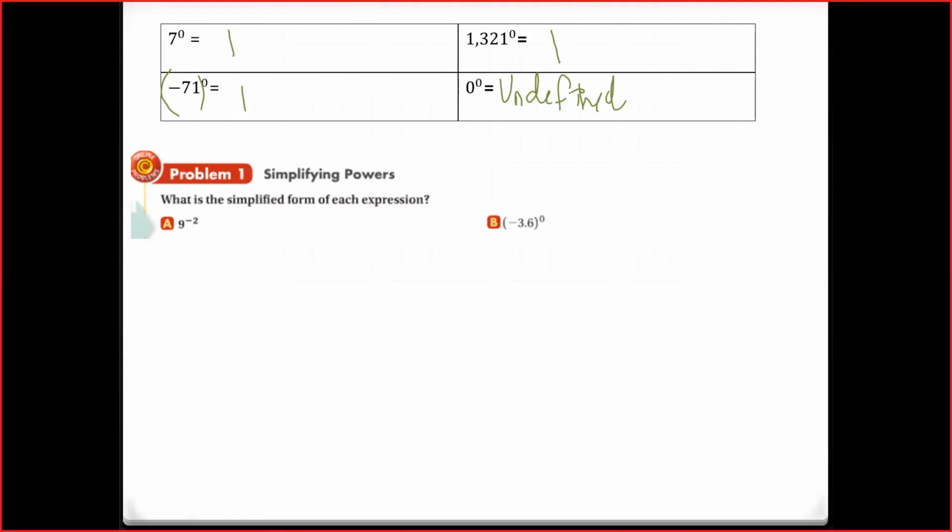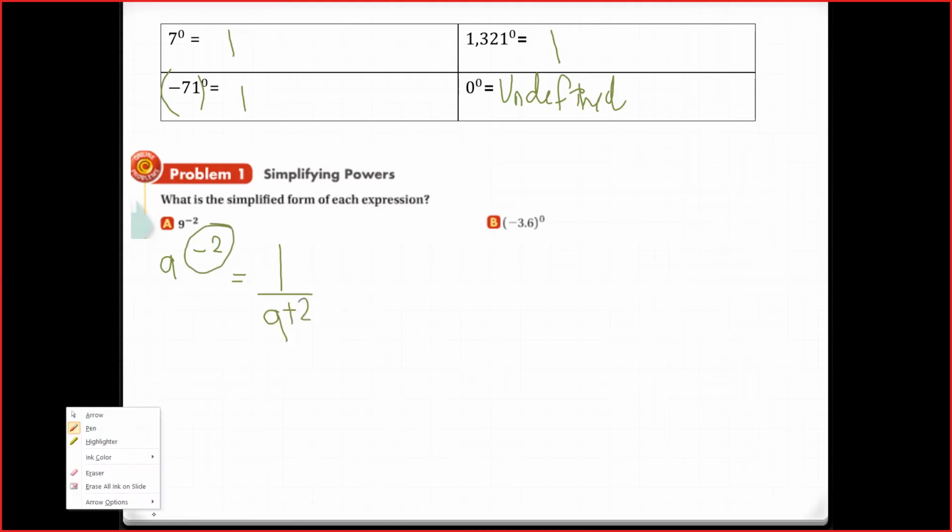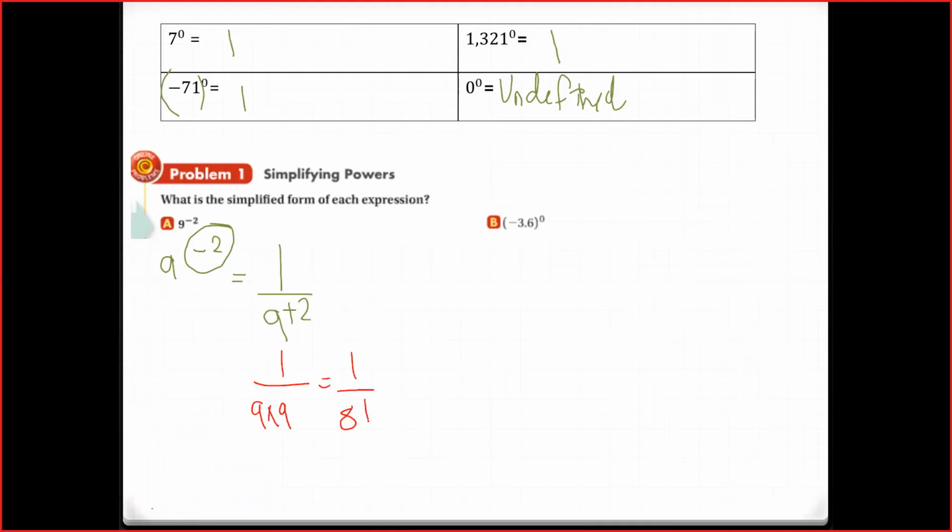What is the simplified form of each expression? 9 to the power negative 2. How can I rewrite it? Look here. What is this? Here it is. What is the reciprocal of 9? Thank you. What is the opposite of negative 2? Positive 2. Thank you. So 1 over 9 times 9, which is 1 over 81. Thank you.